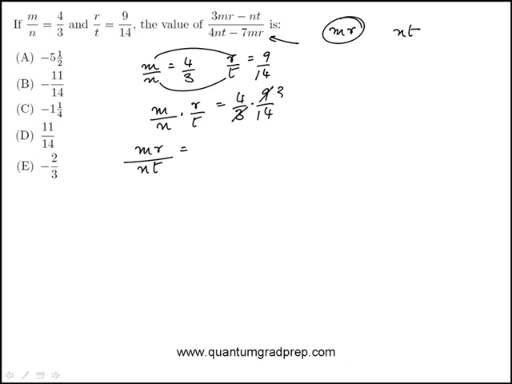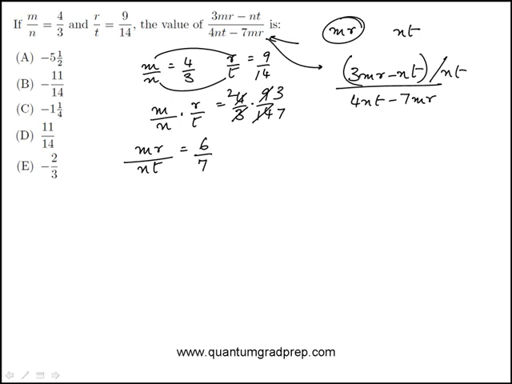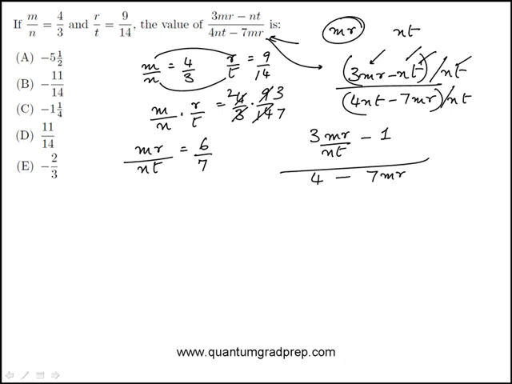We can reduce this, so that's 6 over 7. And what we can do is manipulate this equation to create that ratio mr over nt. And so the way I can do that is if I divide top and bottom by nt, because I have to divide each term by nt, 3 mr over nt minus 1, because this would be nt over nt, and then I get 4 minus 7 mr over nt.